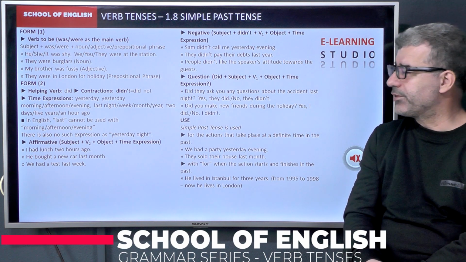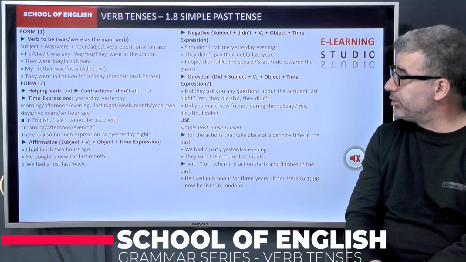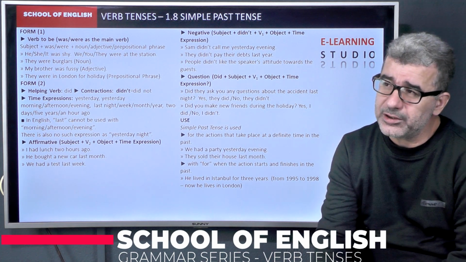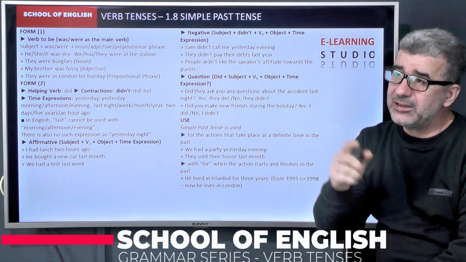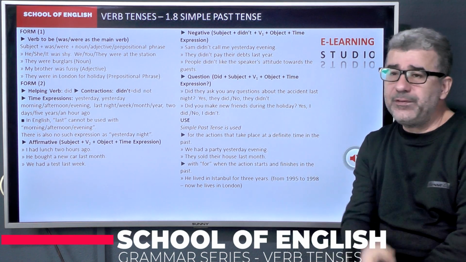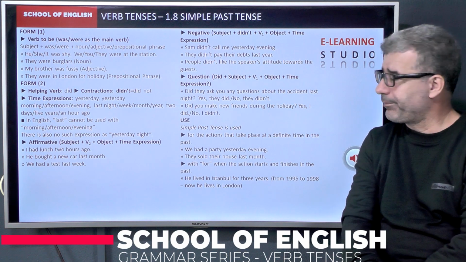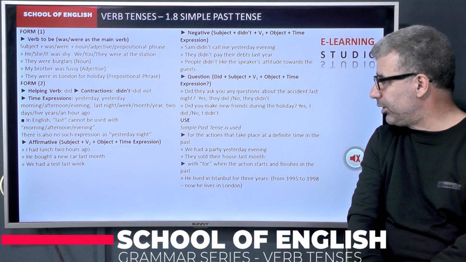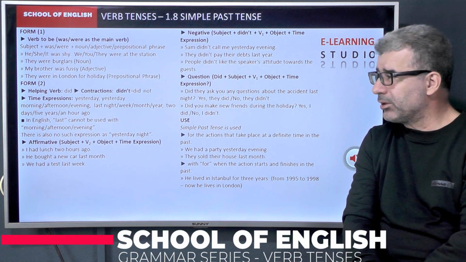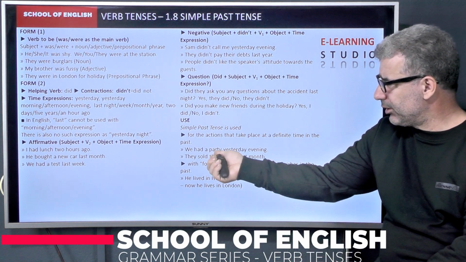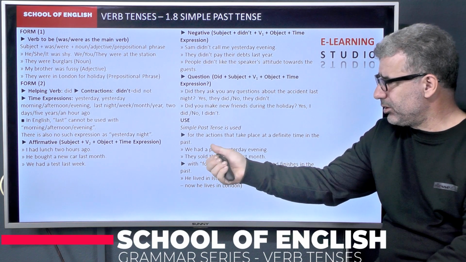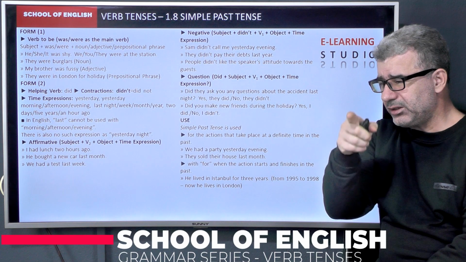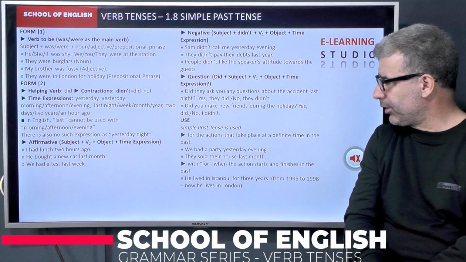How about use of simple past tense? Where do we use simple past tense? We use simple past tense for actions that take place at a definite time in the past. We had a party yesterday evening. They sold their house last month. The action mentioned just happens at that time, at that point in the past.